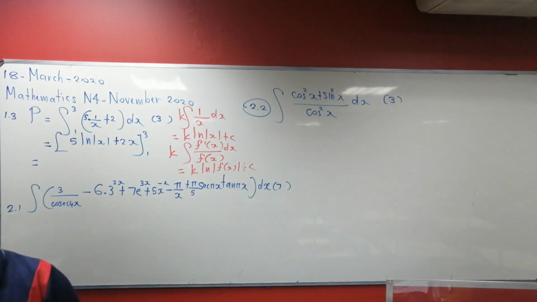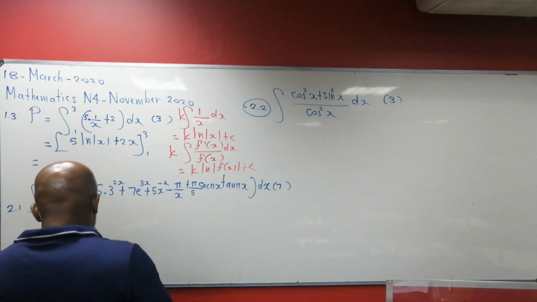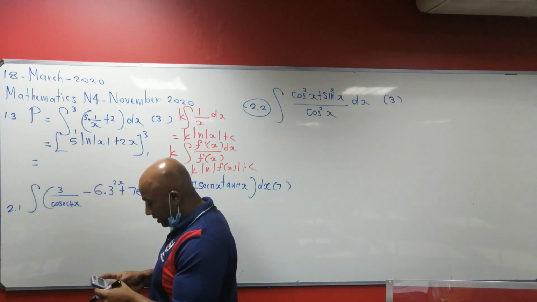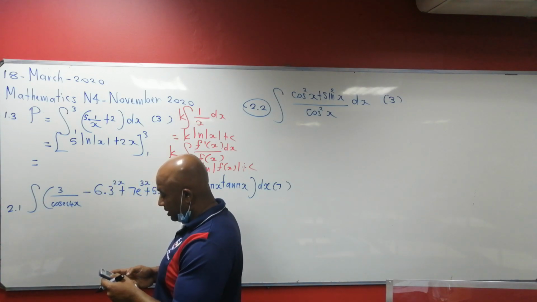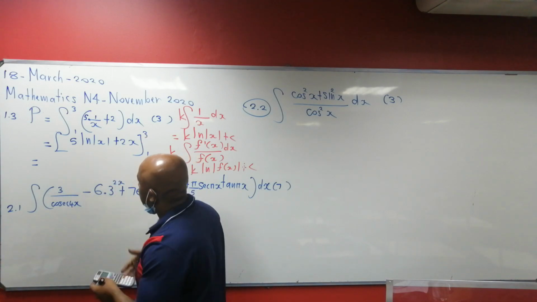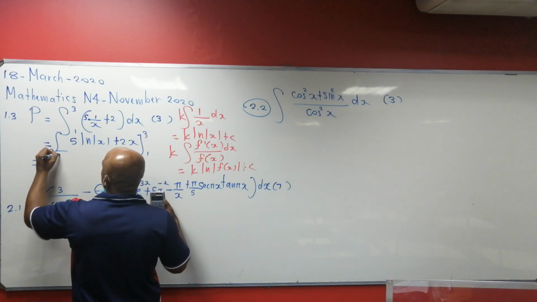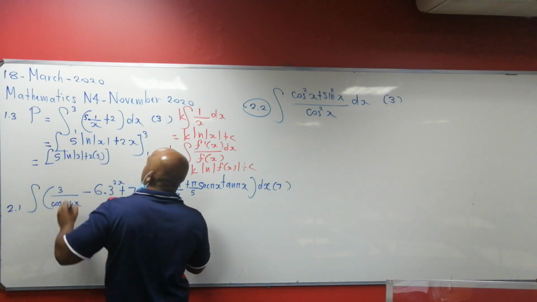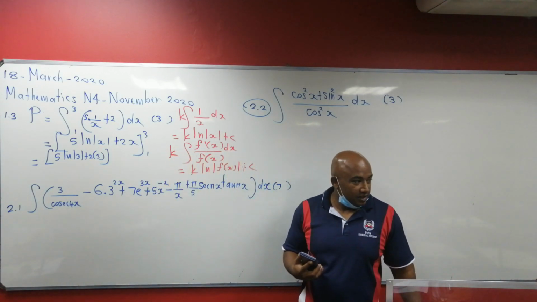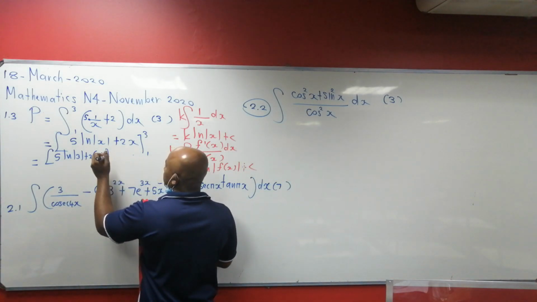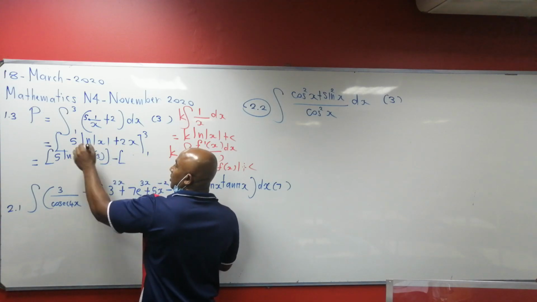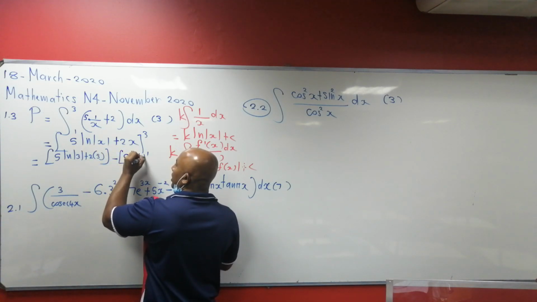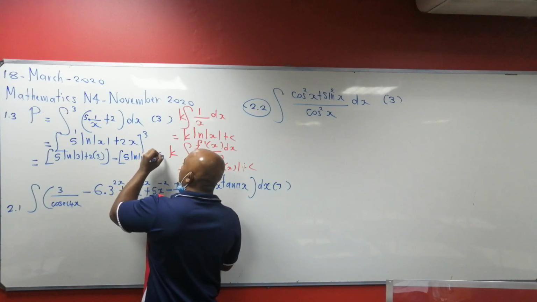Calculator, that's a fast one. Looking for the fast calculator. This is the one, yes. Right, so we got 5 ln x plus 2x. What we do is we take the upper limit and substitute here. So let me just write that down. That's going to be 5 ln of 3 plus 2 times 3. We substitute the upper limit, then you put down a negative. Now substitute the lower limit here, which is 5 ln 1 plus 2 times 1.